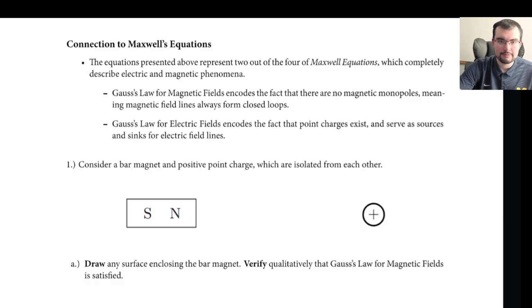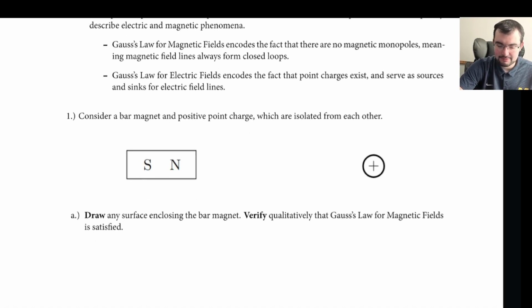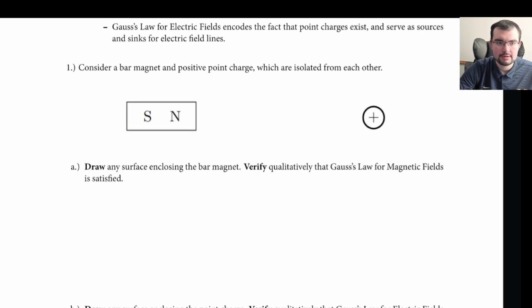So these are two of the four main results of E&M, known as the Maxwell equations. The magnetic field form of Gauss's law basically states magnetic monopoles don't exist. There's always a north and a south paired. But the electric field case states that positive charges are sources of electric field and negative charges are sinks for electric field.